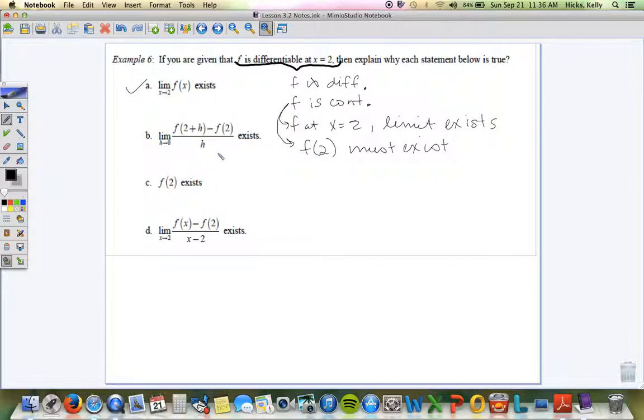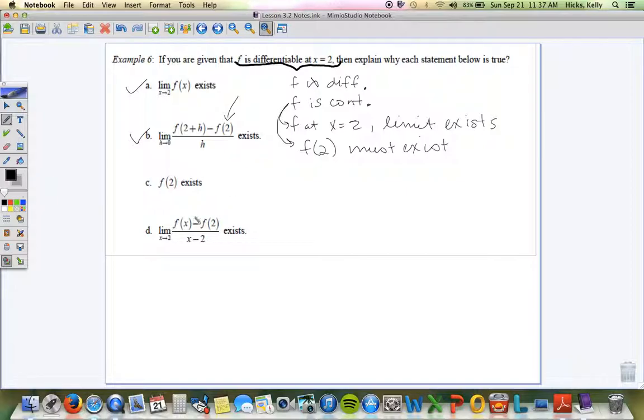What about the limit as h approaches 0 of f of 2 plus h minus f of 2 over h? Do you recognize this as the definition of derivative? Do you recognize this as the slope of the tangent line? Hopefully so. So if the function is differentiable, then of course the derivative exists, yes, at this point, at x equals 2. All right, what about the next one?